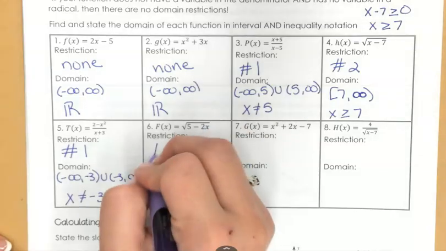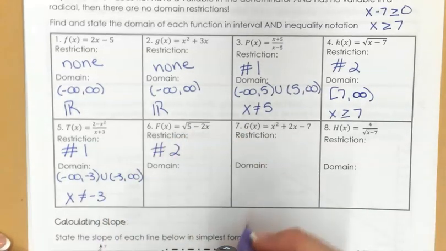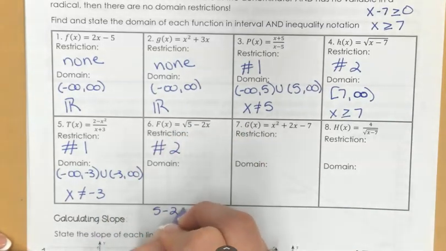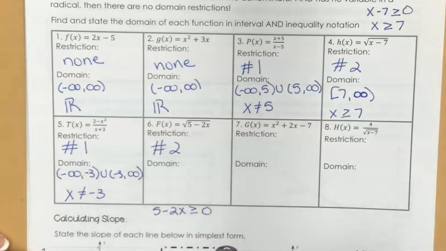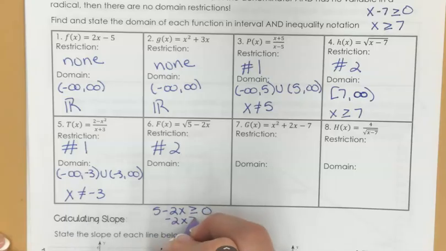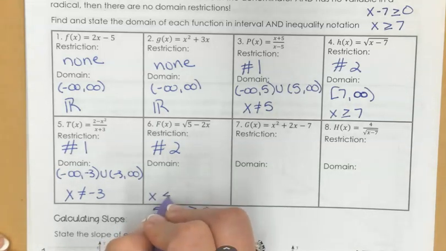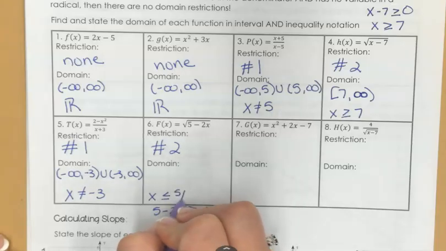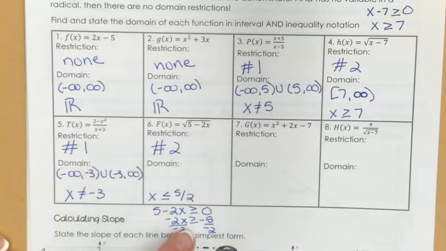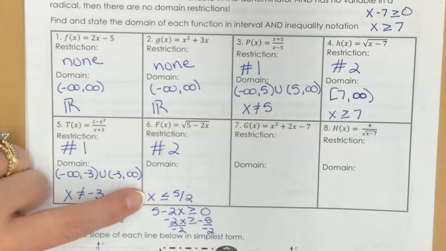On 6, again, this is a type 2 restriction. I need to make sure that 5 minus 2x stays greater than or equal to 0. So to figure out my domain, I'm just going to solve this inequality. First, I will subtract 5, then divide everything by negative 2. So for my inequality notation, I will get that x has to be less than or equal to 5 halves. It switched directions because I divided both sides by a negative. So that's my inequality notation.